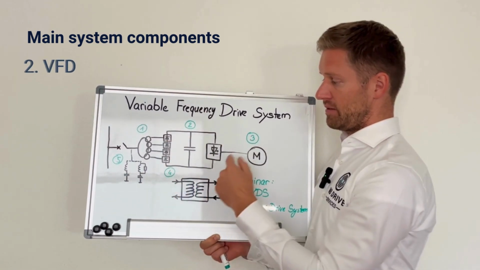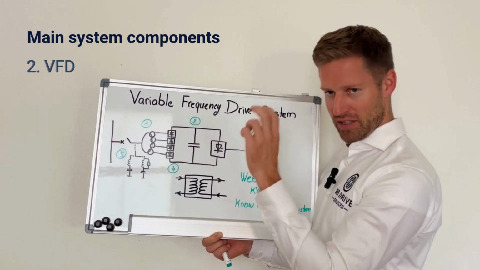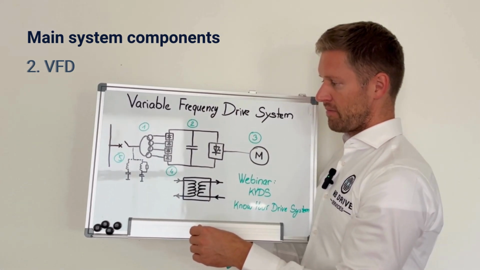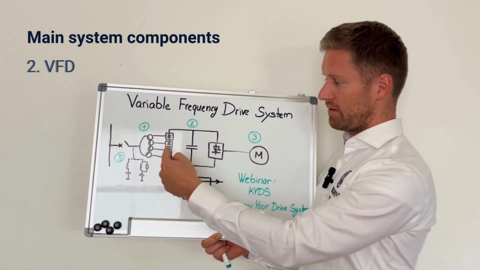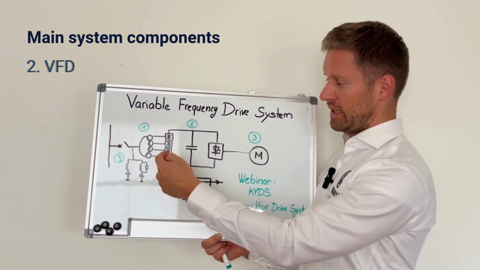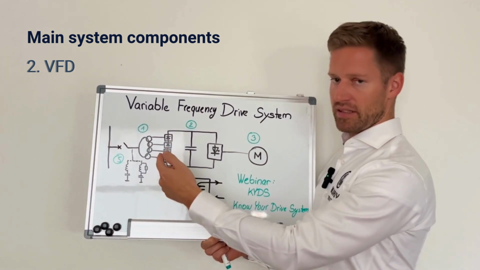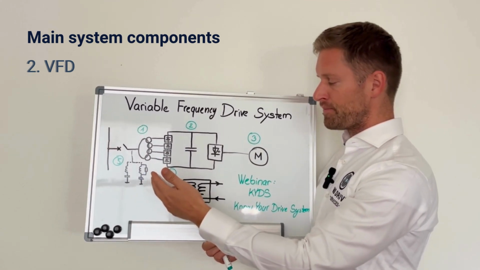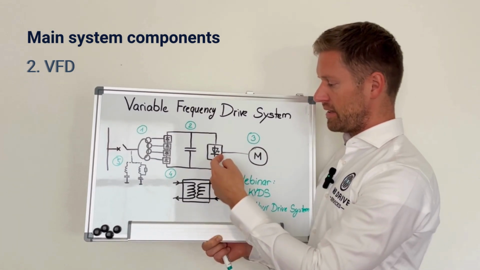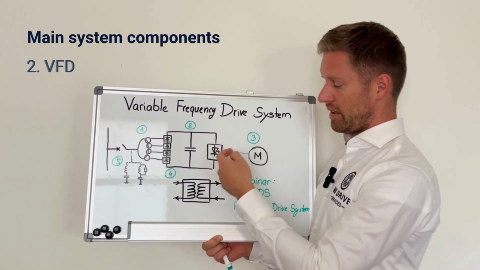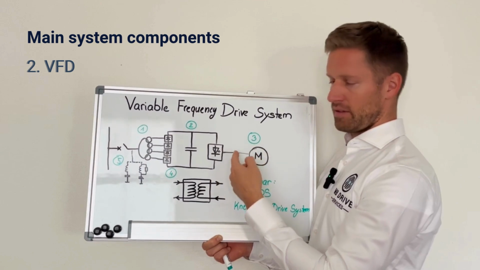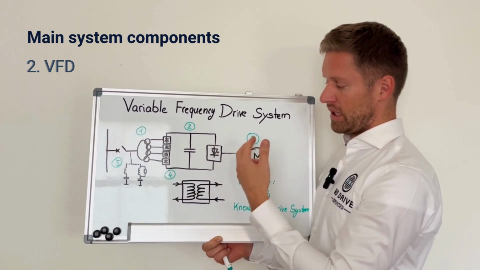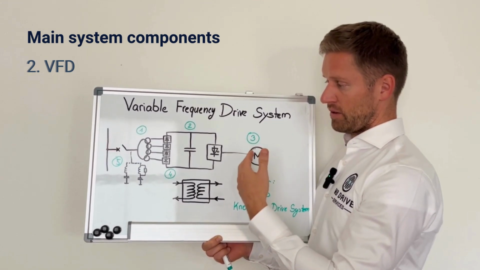Number 2 is the VFD itself. So this is the magic component where the frequency conversion happens. The input electric power to the VFD has a fixed frequency, typically 50 or 60 Hz, depending on the country where we are. And at the output it supplies electric power to the motor with a variable frequency. And in that way we can control the speed and torque of the motor.